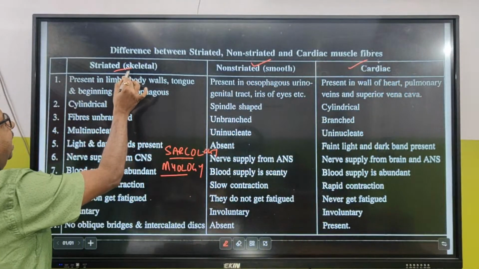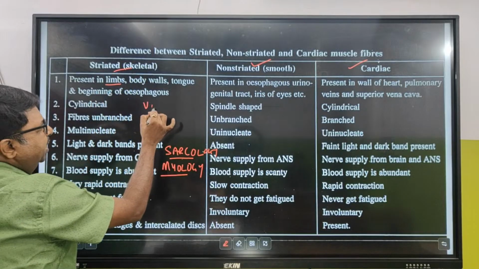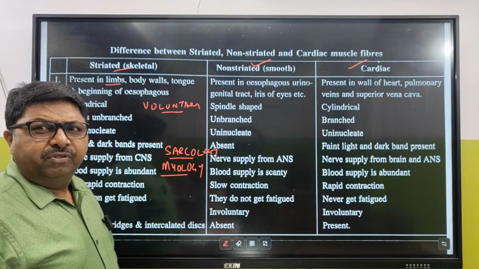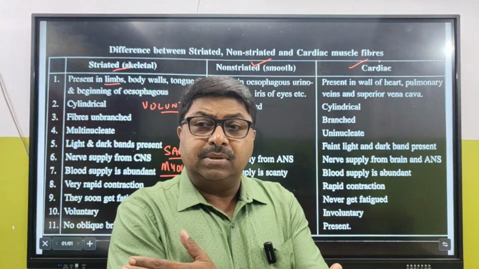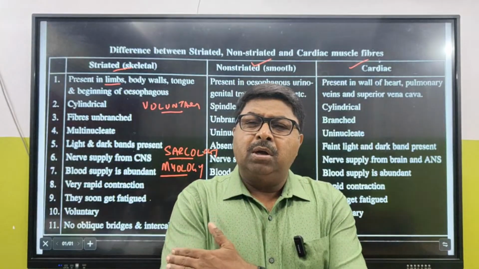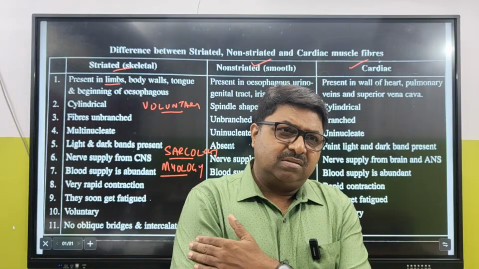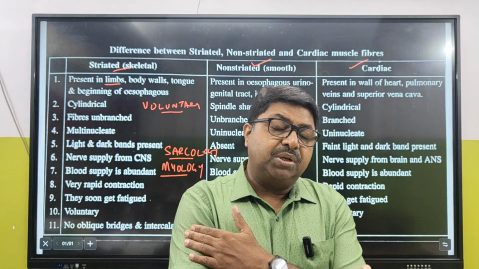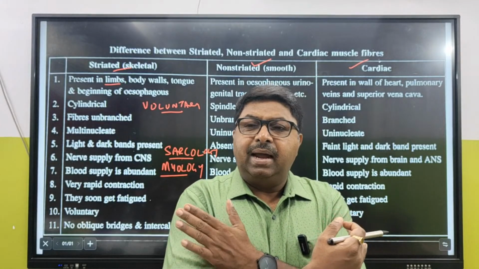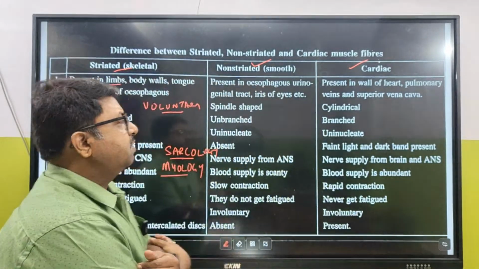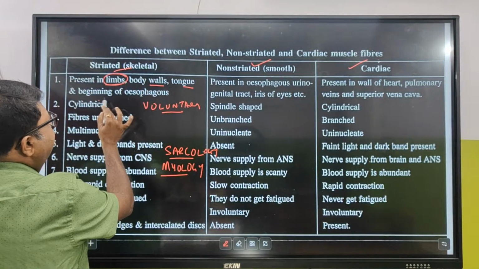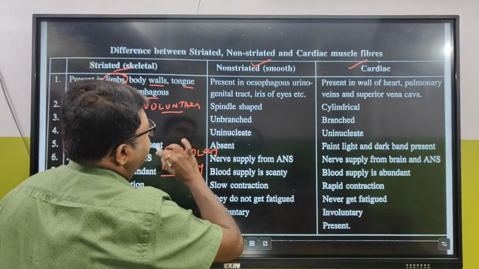Striated means what? We can also call them voluntary muscles. That means we can move those muscles; their movement is completely under our will. They are connected with the skeleton, which is why they are called skeletal muscles, because they are connected with the bone. They are present in limbs, body walls, tongue, and the beginning of the esophagus.